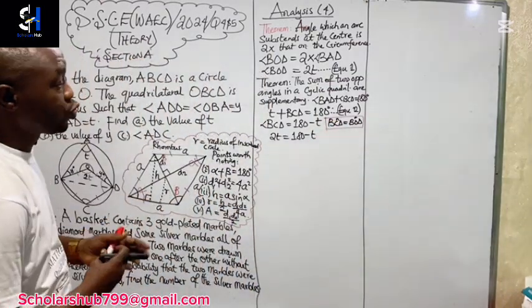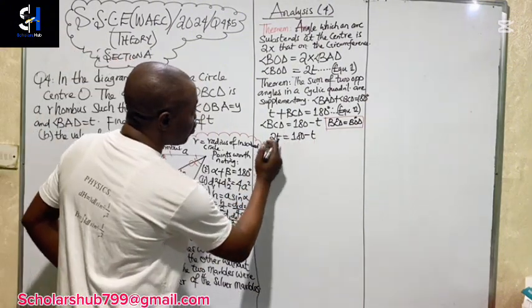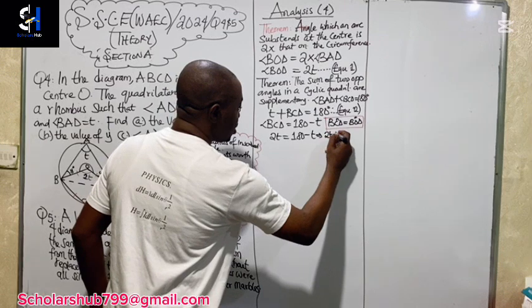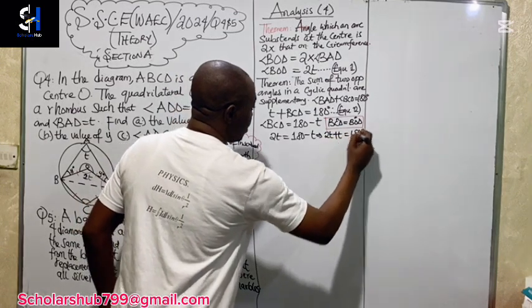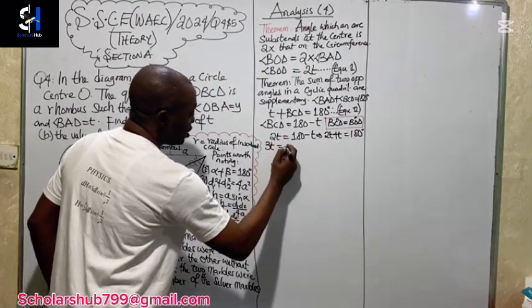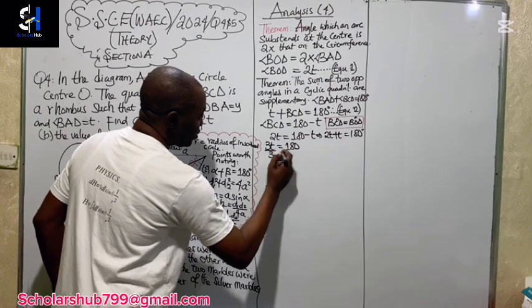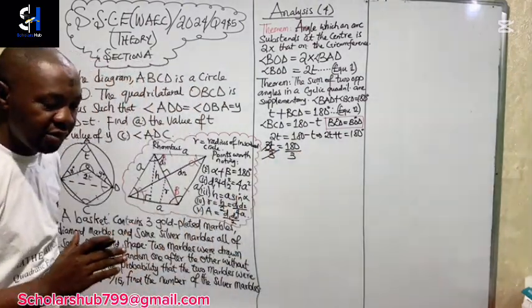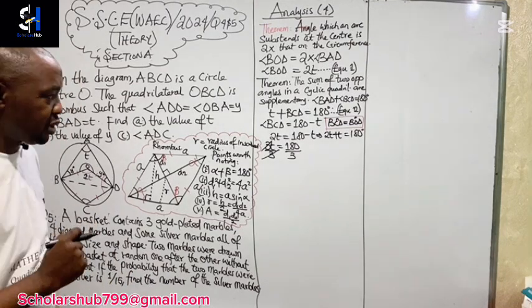So we want to solve for T. I'm going to move this from the right-hand side to the left-hand side. So this becomes 2T plus T equals 180 degrees. So we have 3T equals 180 degrees. When we divide both sides, remember, as a WAEC student, this is very, very important.